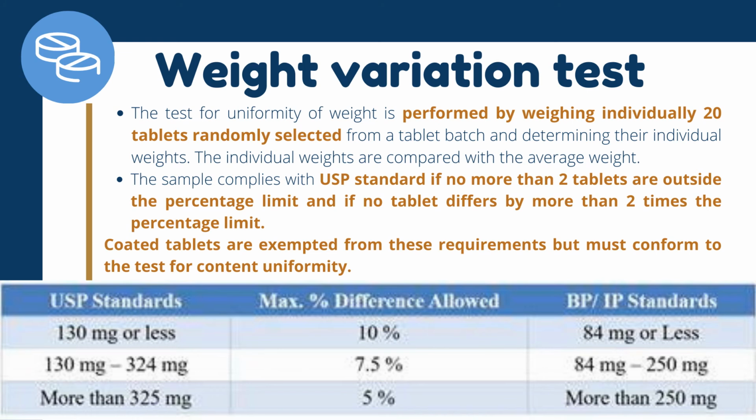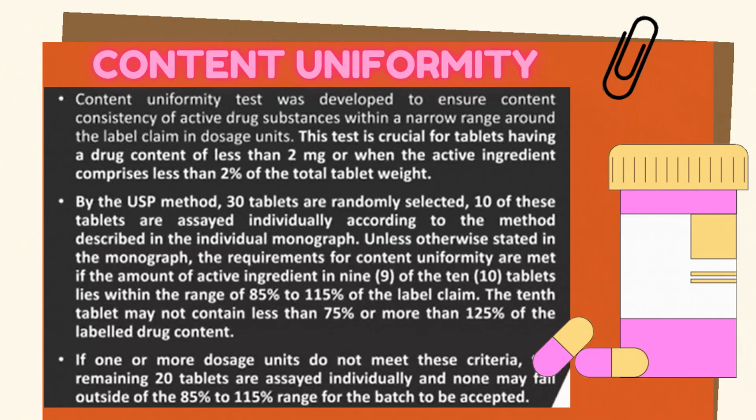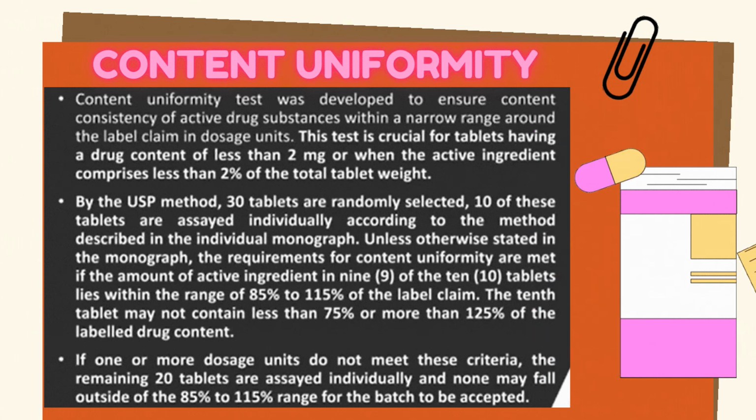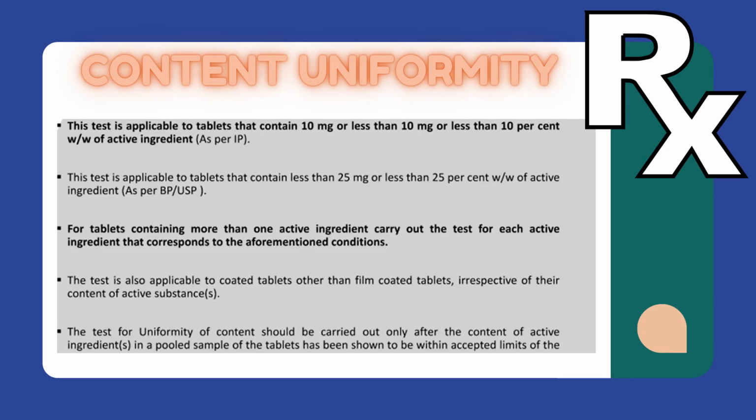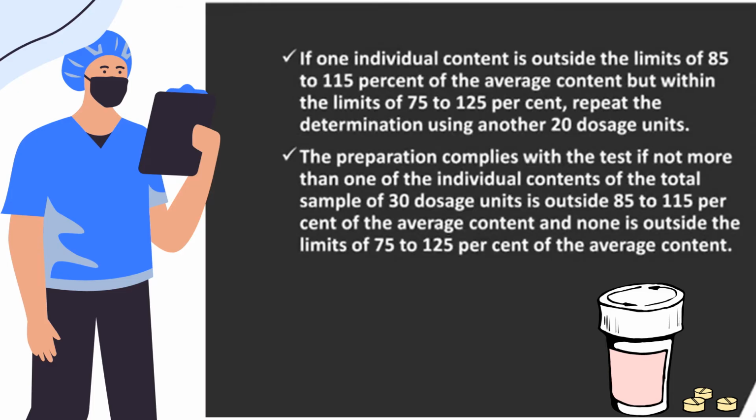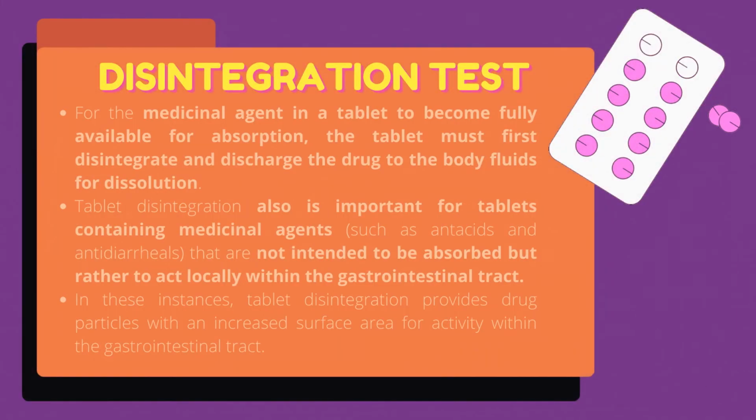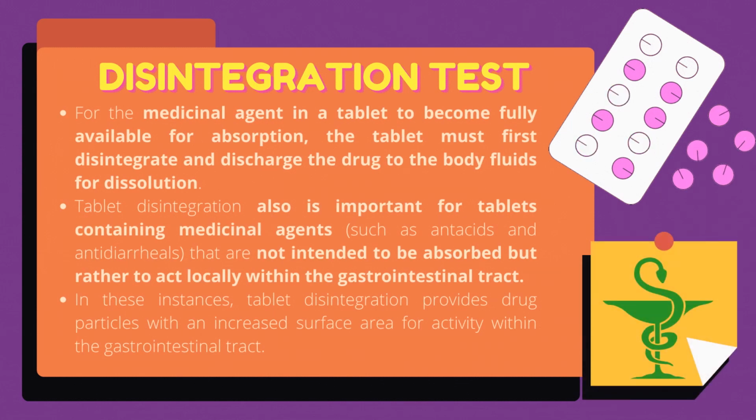If your tablet is weighing more than 325 mg, 5% variation is allowed. For tablets weighing from 132 mg to 324 mg, in the case of the USP standard, it is 7.5%. So you can see as the tablet weight goes down, the difference allowed increases. Talking about content uniformity, this is done to check the content of your API, active pharmaceutical ingredient. There's an established method that you need to undergo. Content uniformity is very important; you need to check how much variation exists in each tablet.